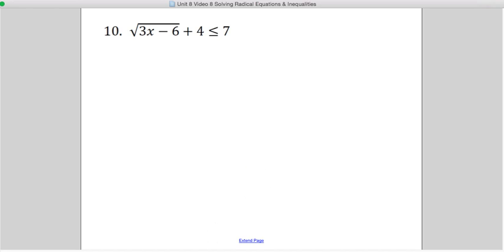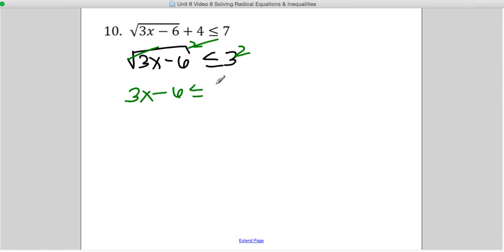Example 10, once again, start out, subtract 4 from both sides, so we have the square root of 3x minus 6 is less than or equal to 3. Then I would square both sides. I have 3x minus 6 is less than or equal to 9. I would add 6 to the other side, and then x is less than or equal to 5. Part 2, check our domain.